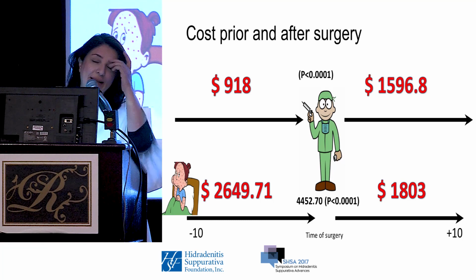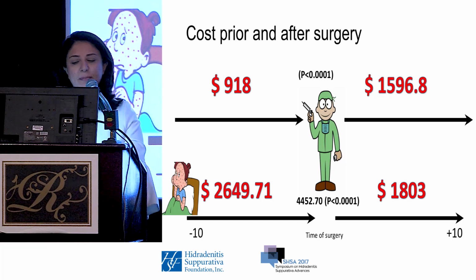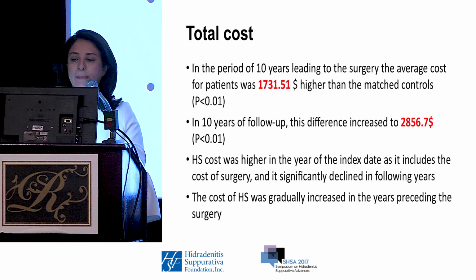If we look at the index day surgery, before and after, per person, 2,649 Canadian dollars was the cost in the 10 years prior to surgery, which was increasing, and 10 years after surgery was 1,800. While in the control group it was 918 prior to surgery and 1,596 after surgery, and the difference was significant.